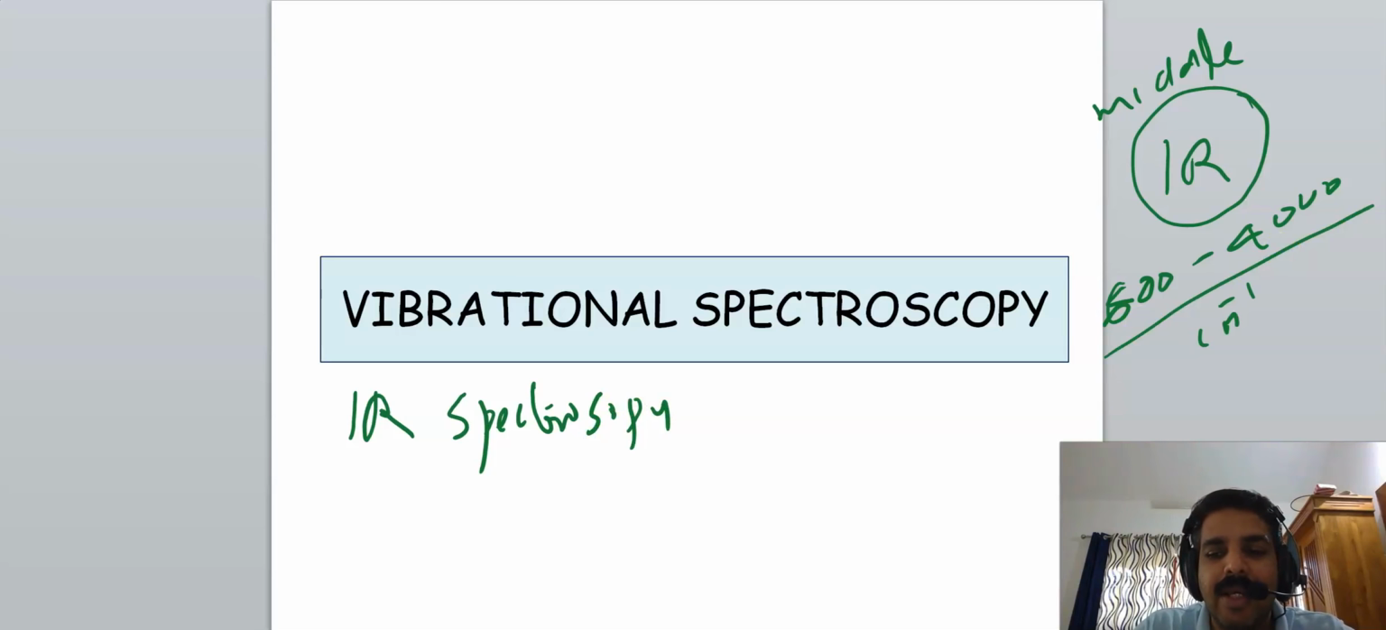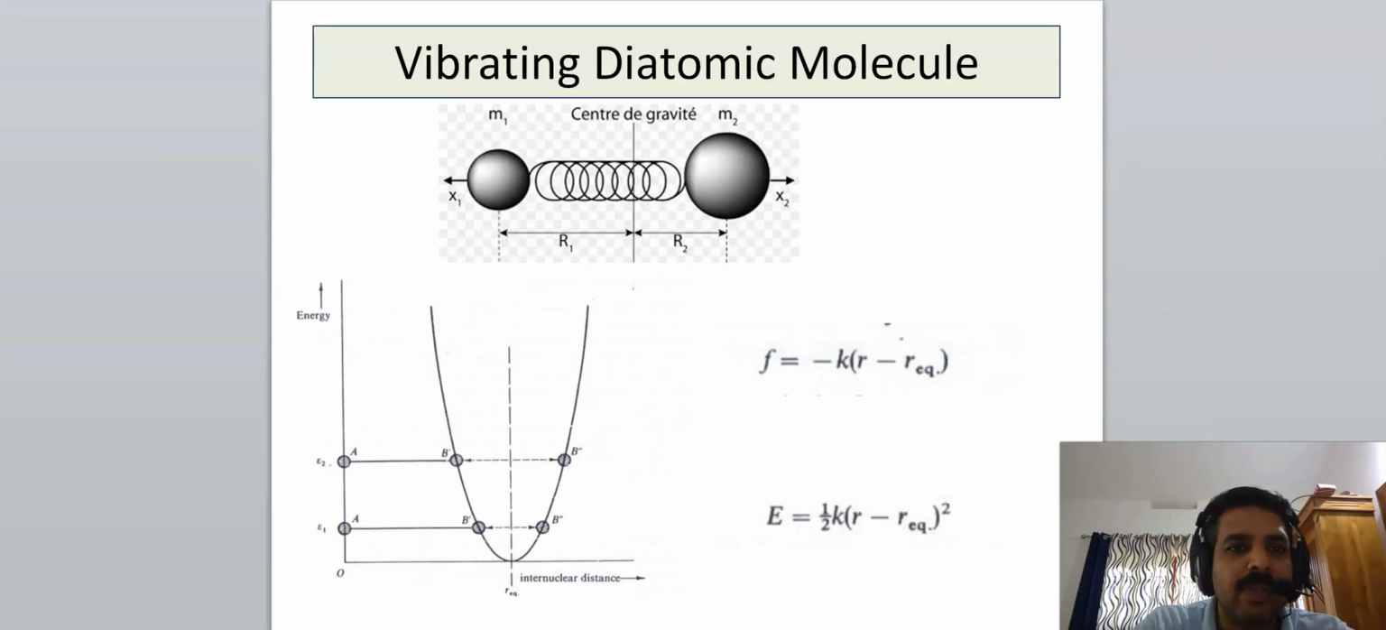First, we are considering the vibration of a diatomic molecule, a simple system. We can consider the bond between two atoms as a spring. So even at very low temperature, the molecule will vibrate, like the vibration of a spring.